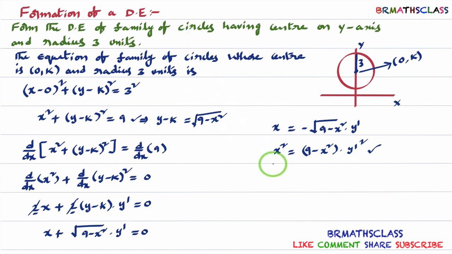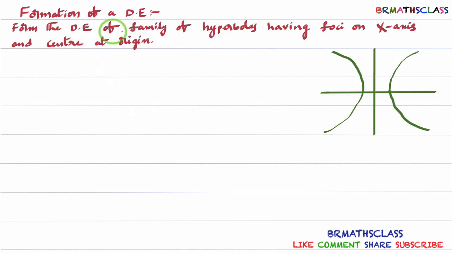Now we will try to understand this with one more problem. Form the differential equation of family of hyperbolas having foci on x-axis and center at origin. You see here, the foci are on x-axis and center at origin. To form a differential equation, first we must know the equation of the family of that hyperbola. In the Hyperbolas chapter, we learned that the equation of hyperbola is x square divided by a square minus y square divided by b square equal to 1.